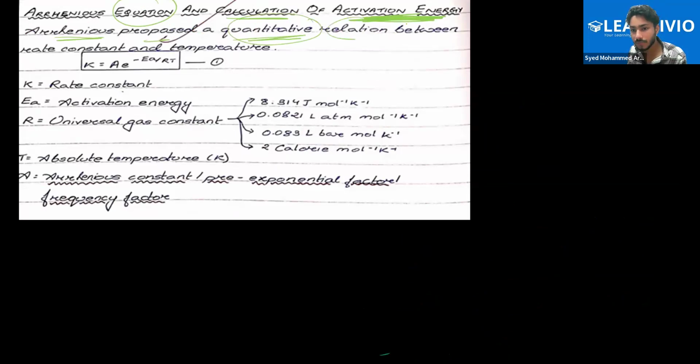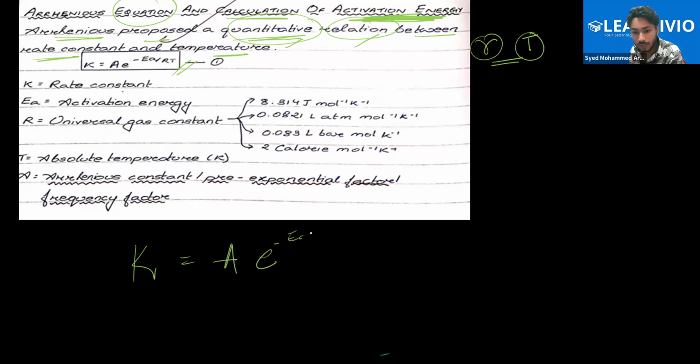quantitative relation between the rate of a reaction and the temperature. So the rate of a reaction is R and the temperature is T. Arrhenius is that scientist who gives the quantitative relationship between R and T. And what is the relationship? How will this relationship look? This is the relation: K equals A e to the power minus EA upon RT.